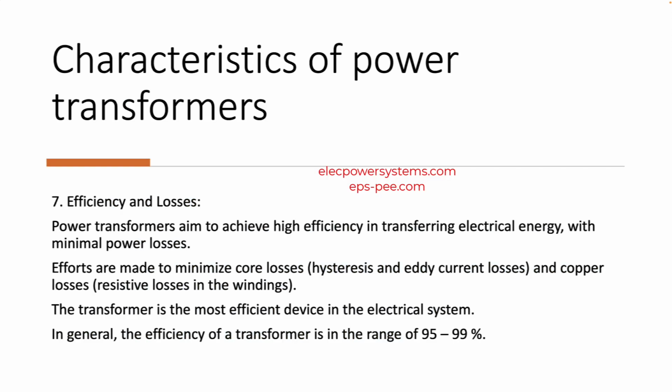Efficiency and losses. Power transformers aim to achieve high efficiency in transferring electrical energy, with minimal power losses. Efforts are made to minimize core losses, hysteresis and eddy current losses, and copper losses, resistive losses in the windings.